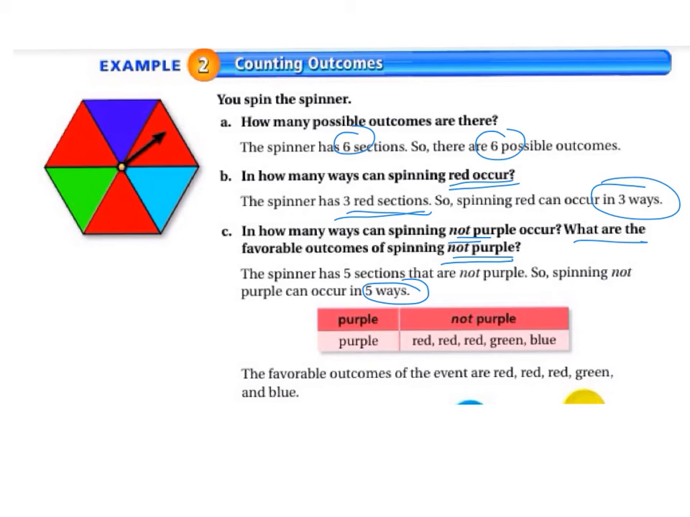And those ways are listed in this chart down here. Not purple is red, red, red, green, or blue. So the favorable outcomes of the event are red, red, red, green, and blue.